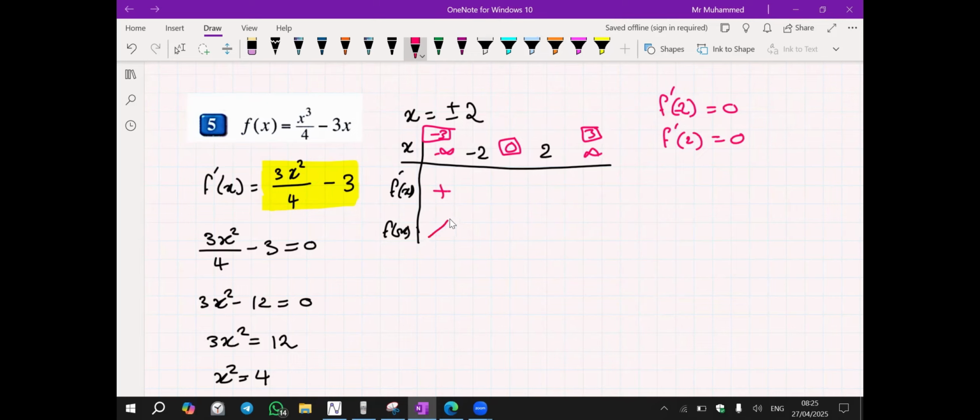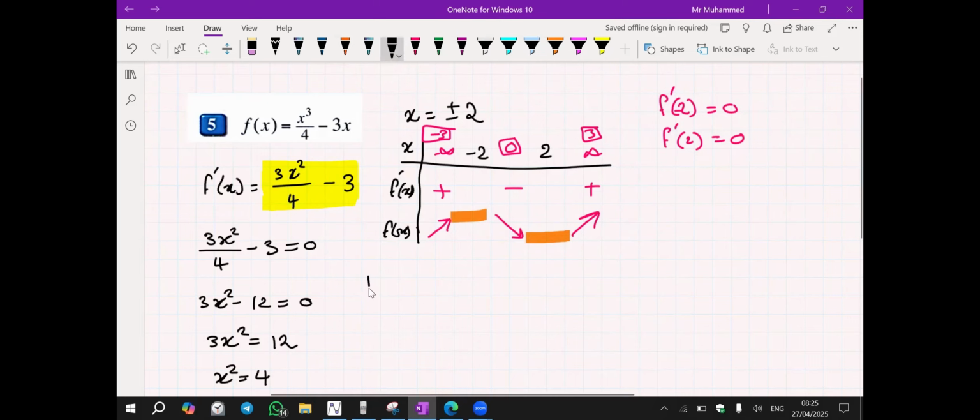So this side is increasing. Between them, if we put 0 here, this will be 0 minus 3, that is negative, which is decreasing. And more than 2 is 3. If we input 3, we will get 27 over 4 minus 3, that's positive. Of the two critical values I have, this is minimum, this one is maximum.